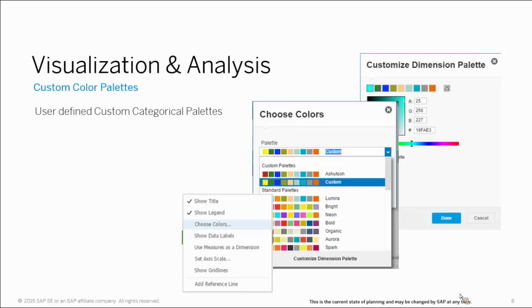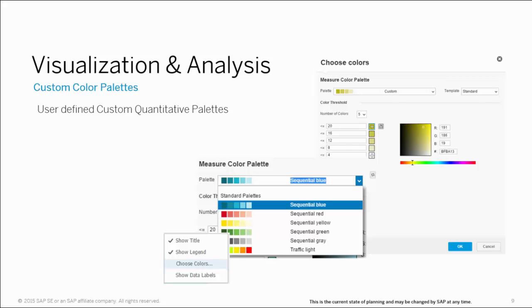From the visualization and analysis perspective, there is a custom color palette support for the categorical palettes and the qualitative palettes. What you would be able to do in Lumira Desktop is choose colors. If you're not okay with the predefined palettes and you want to use your corporate palettes, you can choose the customized dimension palette option, and then you would be provided an option to choose the specific colors that you want in your palette. Similar is the case of quantitative palettes, where you would be able to choose the thresholds and the gradient that you would like to have.